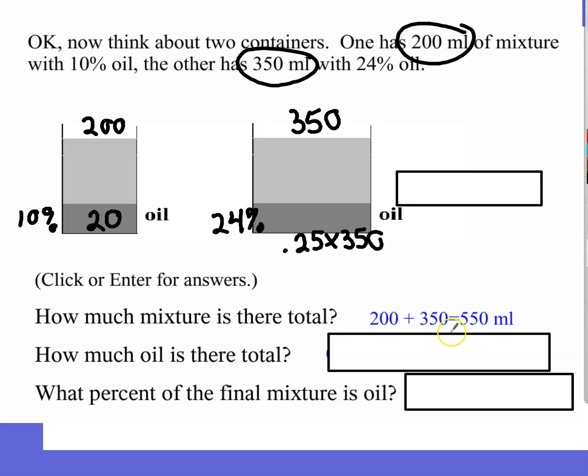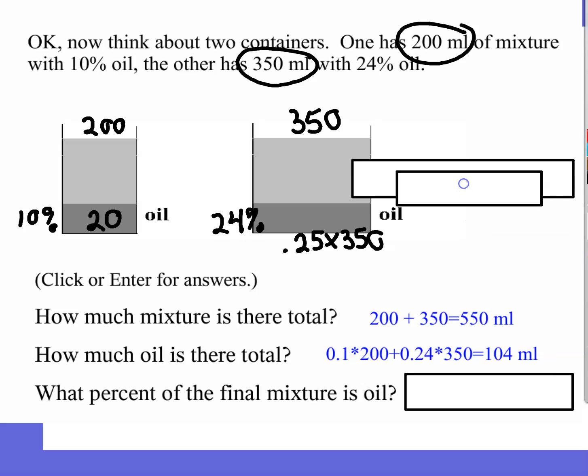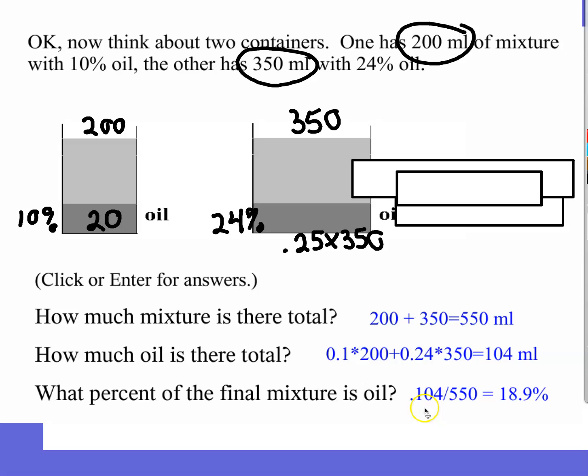Okay, so when you look at the answers on this one, here's your 10% of 200, here's your 24% of 350, and I believe 24% of 350 is 94. I have to recalculate that. Yeah, no, 84. And so when you add those together, you get 104. So when I've mixed these together, I've got 550 milliliters of mixture. 104 of that is oil. So the question is, what percent of the final mixture is oil? And to do that, you just divide how much oil you've got divided by how much mixture you have, 18.9%.